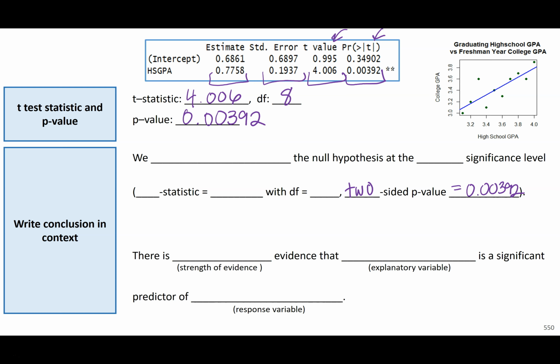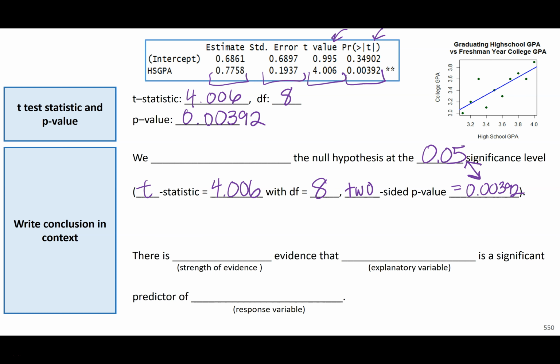0.00392. Note that if you use the t-table, you could say a two-sided p-value between blank and blank. That would be acceptable because with the t-table, usually you won't get more than a range of values. It won't be more precise than that. So I like to fill this part out first. You don't have to. It's a t-statistic equal to 4.006, degrees of freedom 8, two-sided p-value of 0.00392 at the 0.05 significance level.